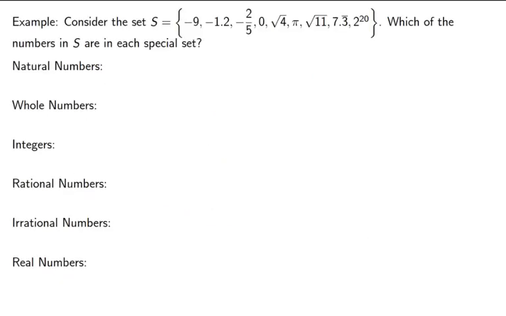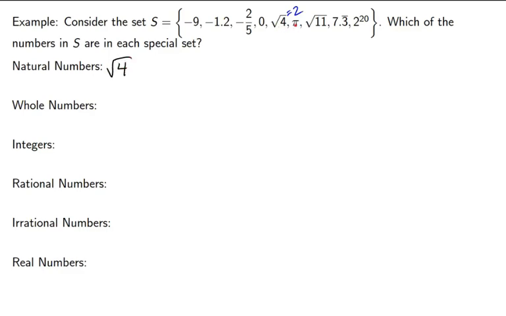So let's practice this concept a little bit. So which of these numbers in this set are in each of these special sets? So let's look at the natural numbers first. Remember, the natural numbers are 1, 2, 3, and so on. So all of these negative values we can't put in the natural numbers. 0 is not a natural number. What about square root of 4? Well, I think we know this one. We know that the square root of 4 is 2. So that is a natural number.